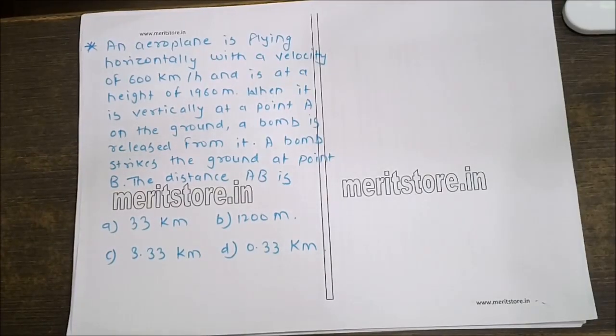An aeroplane is flying horizontally with a velocity of 600 kilometers per hour, and it is at a height of 1960 meters. When it is vertically at a point A on the ground, a bomb is released from it. The bomb strikes the ground at point B. The distance AB is, the options given are 33 kilometers, 1200 meters, 3.3 kilometers, and 0.33 kilometers.